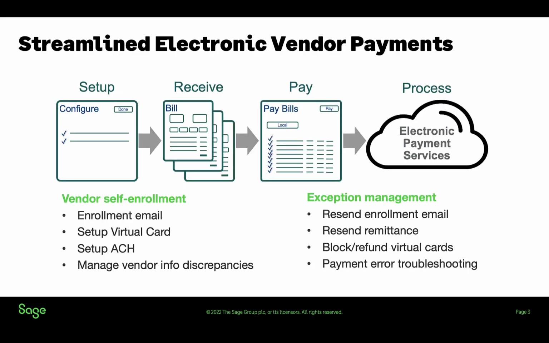In 2022 Release 3, we've enhanced electronic payments powered by our partner Corporate Spending Innovations. Vendor self-enrollment capabilities make it easier for vendors to get set up for electronic payments. Vendors receive enrollment emails with a link to register. They can then set up payment preferences and accepted payment methods, including virtual card and ACH. After enrollment, you can view and manage any discrepancies between vendor information in Sage Intacct compared to vendor-provided information during their self-enrollment.